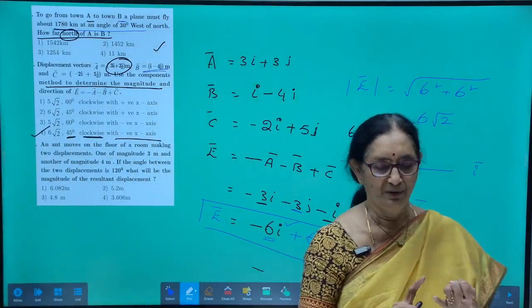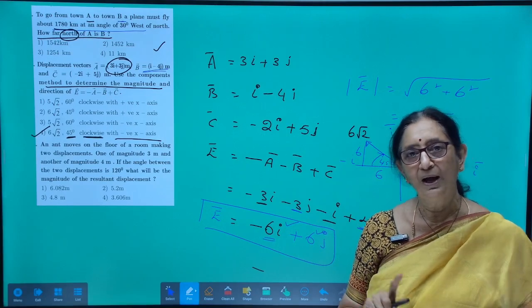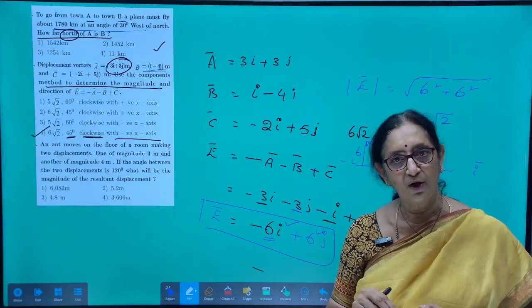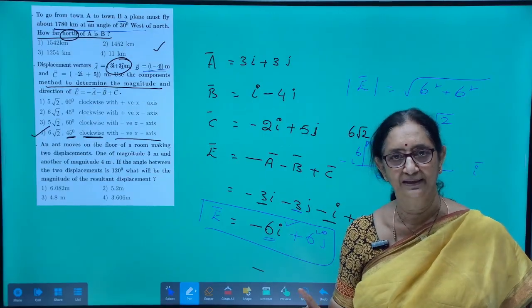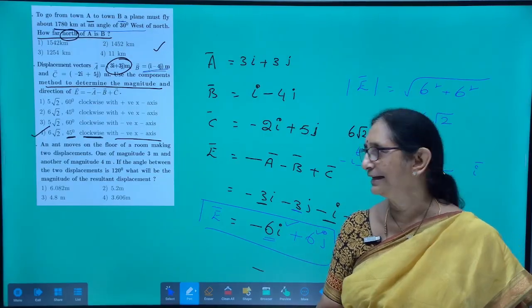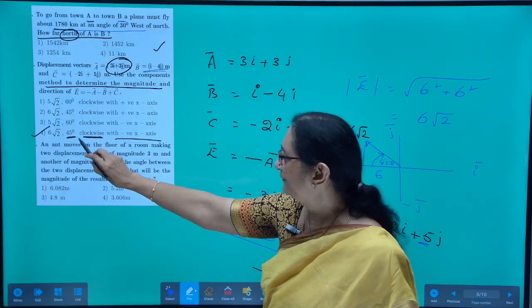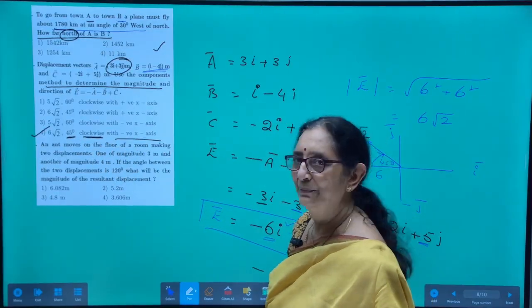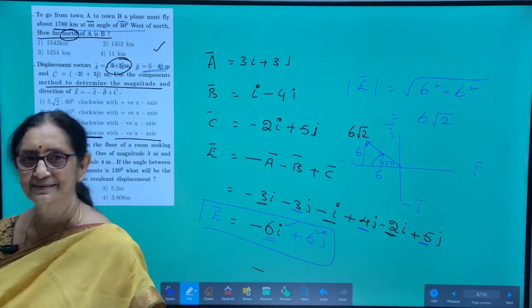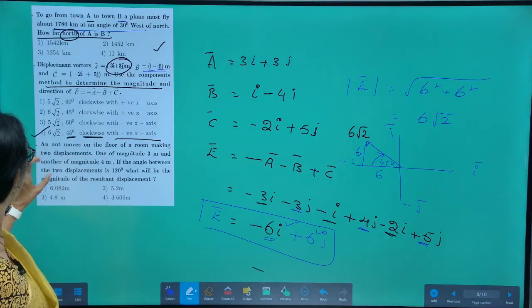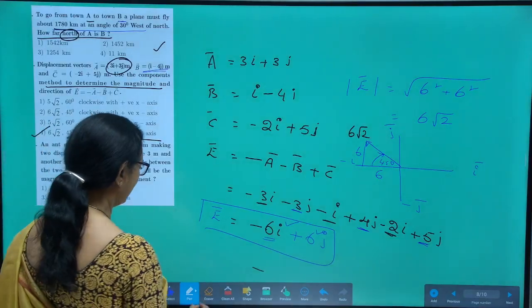You see, you have to find out the magnitude. While finding out the direction, the angle must be known with what axis and in which direction, that is clockwise or anti-clockwise. So that is 6 root 2 at 45 degrees clockwise with the negative x-axis, right? Now let us go to the next problem. Meanwhile, read the problem.